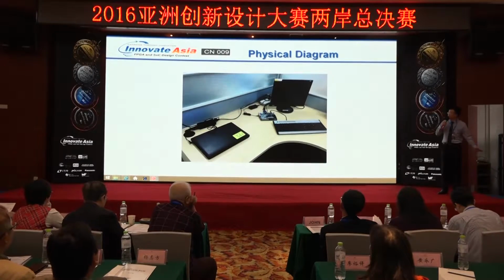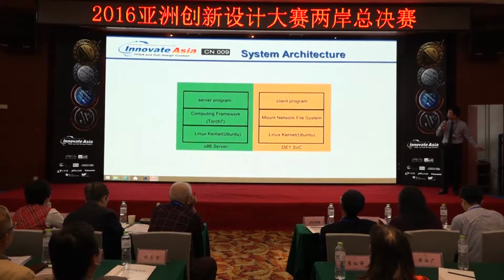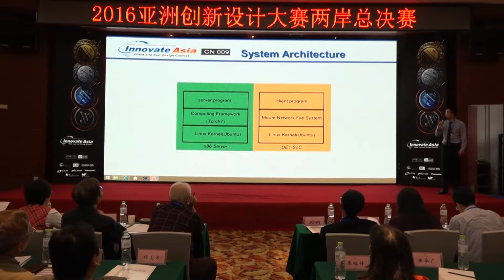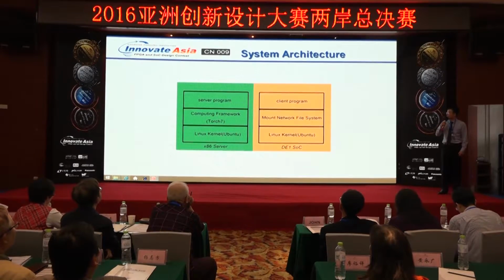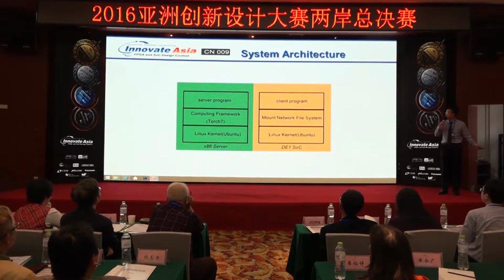This is the physical diagram of my system, and to be more precise, I run the client program on the D1 and a server program on the backend server. The algorithm is implemented based on Torch7, a machine learning computing framework. And also, the server provides a network file system mounted by D1.